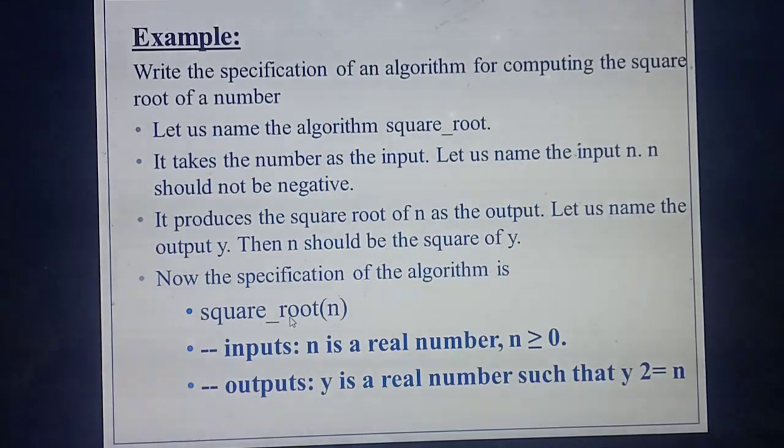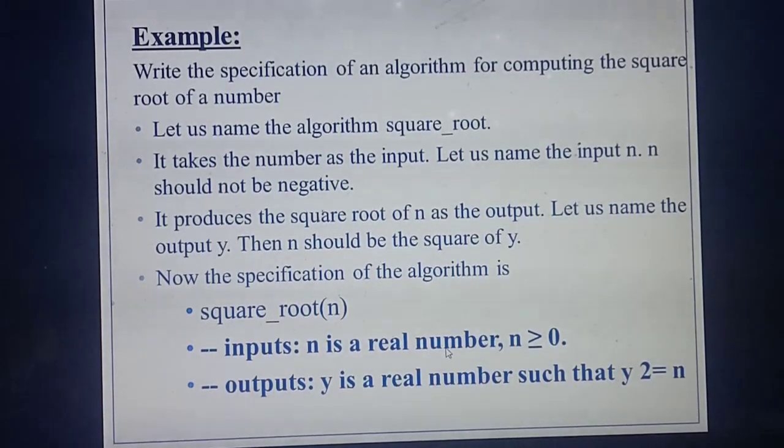See, first line is the name of the algorithm. What's the name of the algorithm? Square root. So inside what you need to give? Input. So what's the input variable? N. Second line, what you need to give? Property of the input. If you are giving property of the input, it always starts with a comment line. So what's the property? N is the input, so input means which variable? N. So it is a real number. What do you mean by real number? Normal 1, 2, 3, 4, 5, that's a real number, we can say, isn't it? So it's a real number, first condition.